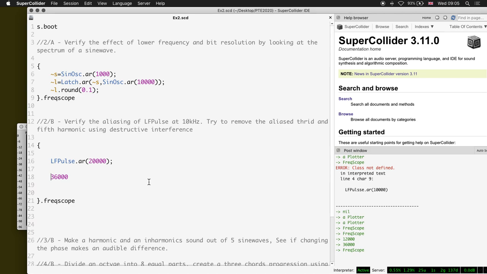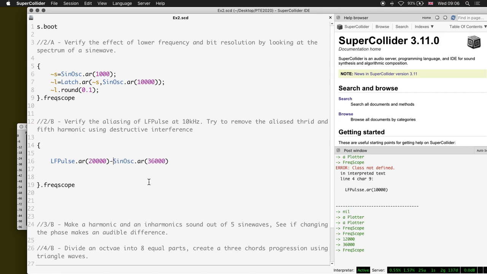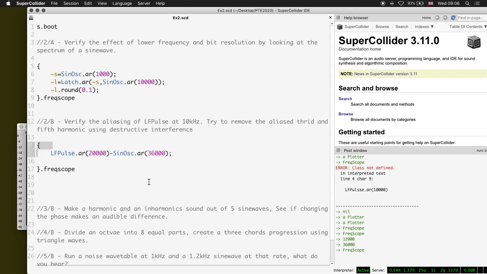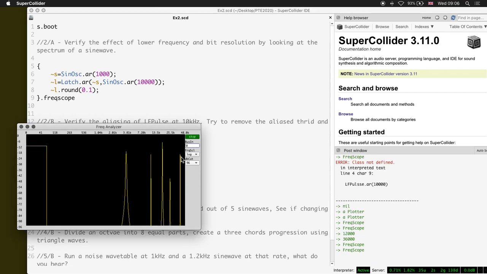Let's just try to remove the 36,000 Hertz. Okay, so typically in a square wave, the sine waves are in phase. So actually I expect it's sufficient to just create a sine wave at that frequency and subtract that from the aliased square wave. Okay, fingers crossed. Well, no, it's still there.